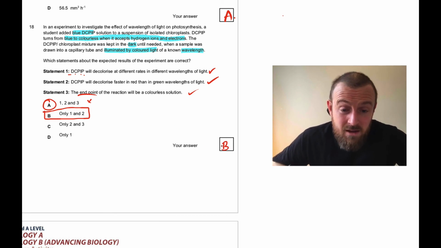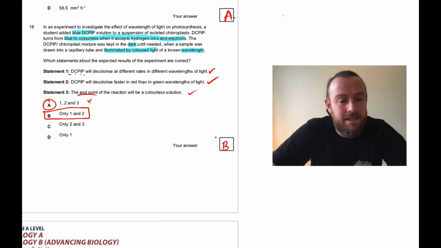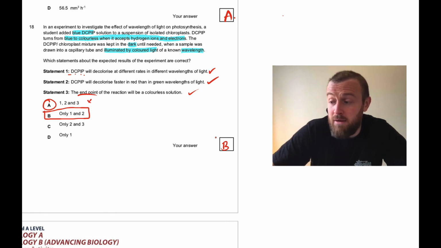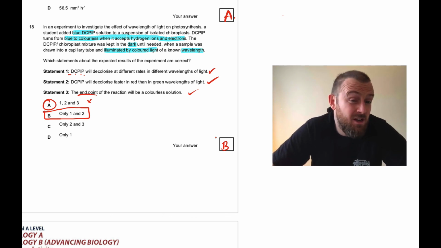The answer is B. I think the exam board is saying that even though the DCPIP itself will ultimately be fully reduced, it's not really the end point of the reaction from the photosynthesis angle. You know, the photosystems are still going to be churning out reduced NADP. They're still going to be splitting water, so the reaction doesn't end. Even if all the DCPIP has been decolorized, I guess the reaction hasn't ended yet, or never ends really.